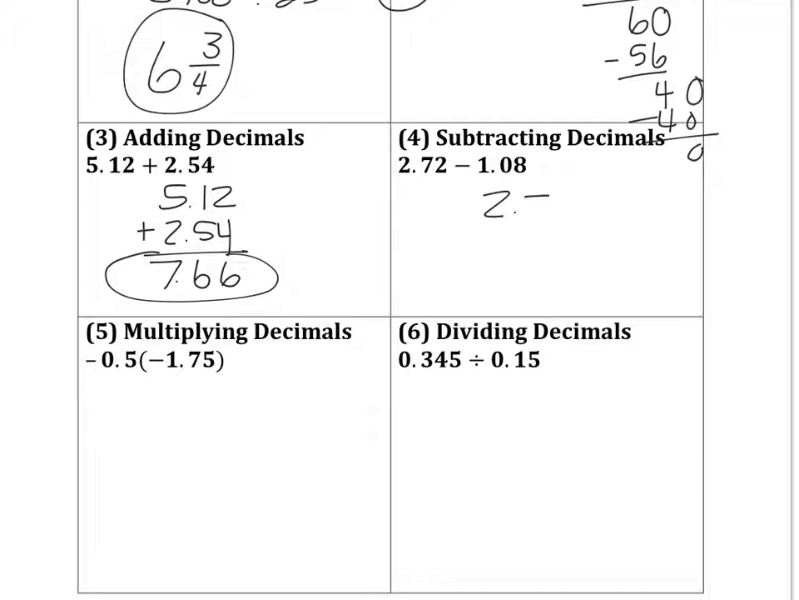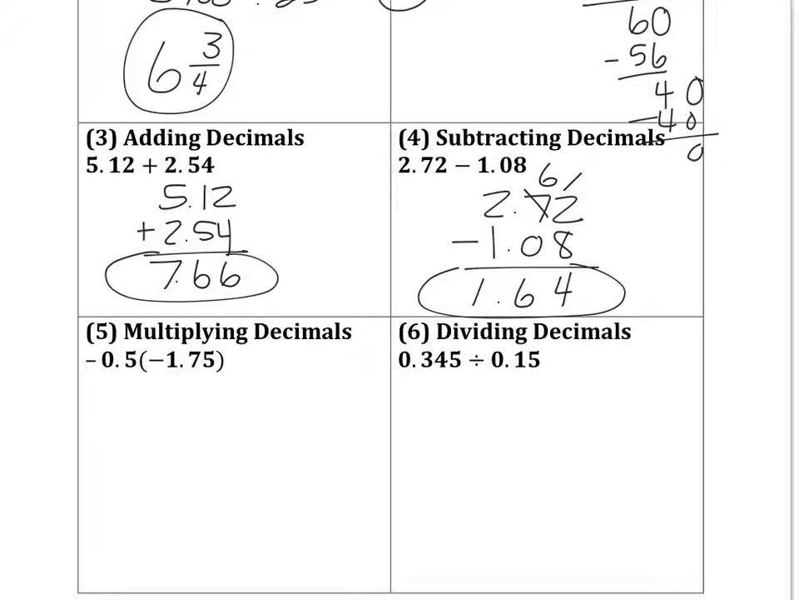Subtracting, same thing. We're going to line up the decimals and subtract like normal. Fill in zeros where there are empty spots. You can't take 8 away from 2, so I'm going to have to borrow. This is just like before, a long time ago when you did some subtracting, so 1.64. I did those pretty quick for you.